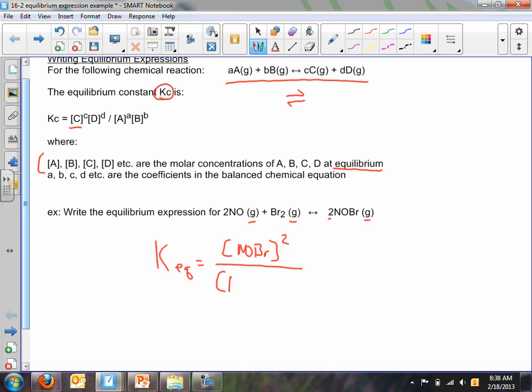Well, I've got 2 reactants, so it's the concentration of NO squared times the concentration of Br2, and it doesn't have a coefficient, so it's just raised to the 1 power. So if I knew what these concentrations were, I could actually just plug in those numbers and come up with an answer for whatever my equilibrium constant would be. Notice the denominator, you do not add them, you multiply them. NO, the quantity squared, times the concentration of Br2.